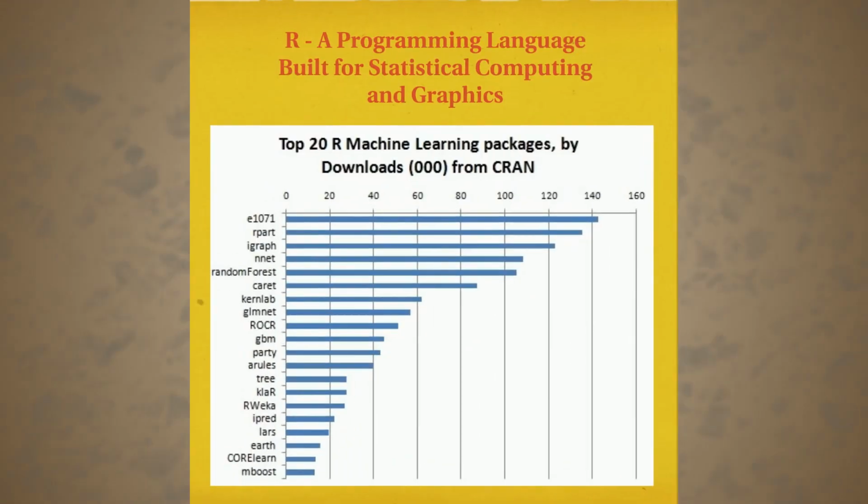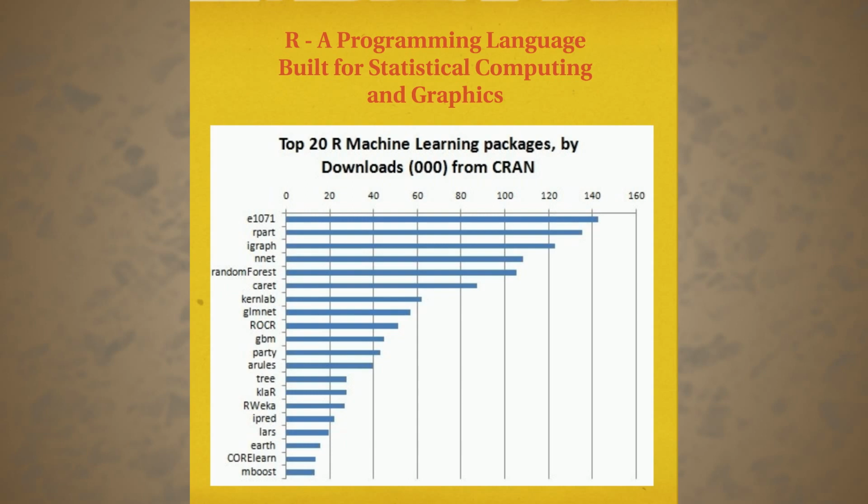R is primarily used in statistical analysis. R is a programming language and environment built for statistical computing and graphics. It provides a wide variety of statistical and graphical techniques such as linear and nonlinear modeling, classical statistical tests, time series analysis, classification, clustering, etc. And again, R is free. It's great when the software can have all of these capabilities and is open source and free.